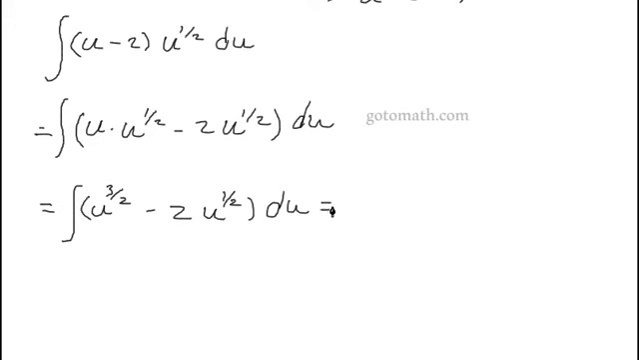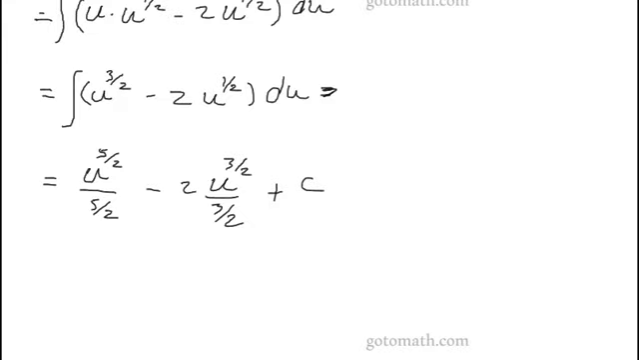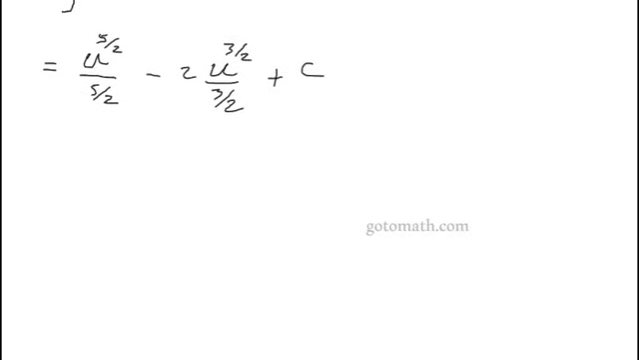Now we can actually do some calculus. We'll just scroll on down the screen. We got plenty of board. So we add 1 to the exponent. We end up with u to the 5 halves over 5 halves minus 2 times u adding, so we have 3 halves, and that's over 3 halves. And don't forget the c, or you're going to be in trouble.